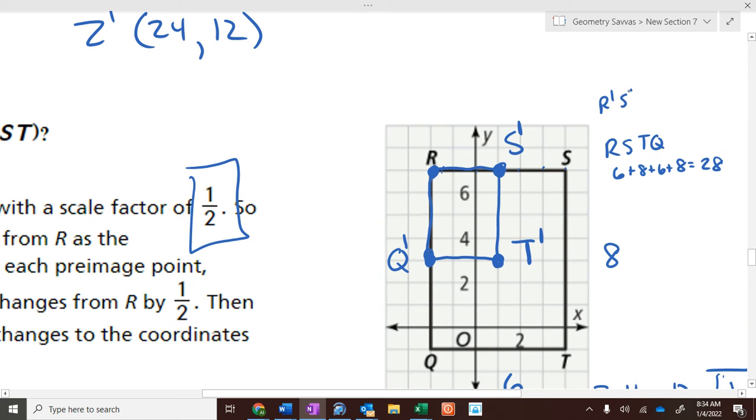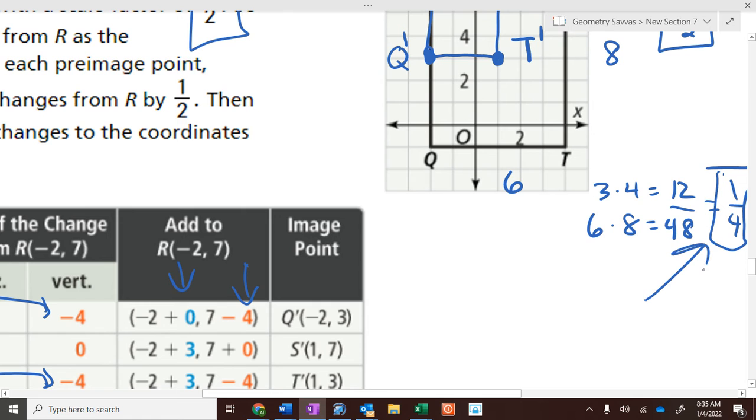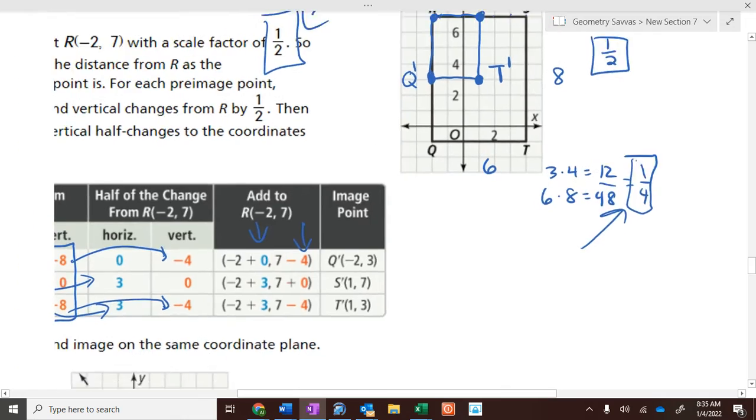R prime, S prime, T prime, Q prime is 3 plus 4 plus 3 plus 4. What's 3 plus 4 plus 3 plus 4? 14. What's the ratio of the perimeters? 1/2. The ratio of the perimeters is the same as a scale factor. The ratio of areas is not. It's something special. So let's look at one more ratio of areas here.